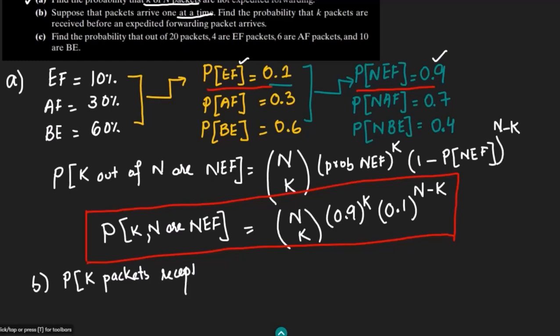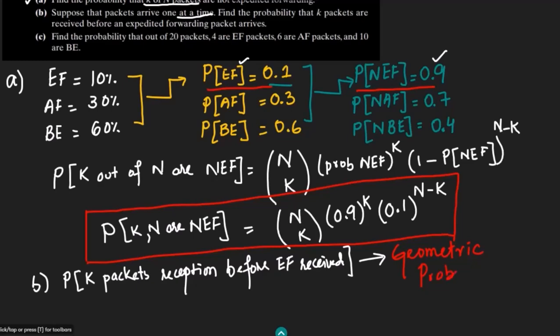reception before EF received. So this is what? This is clearly the problem of the geometric probability law, where the success is the reception of this EF packet.